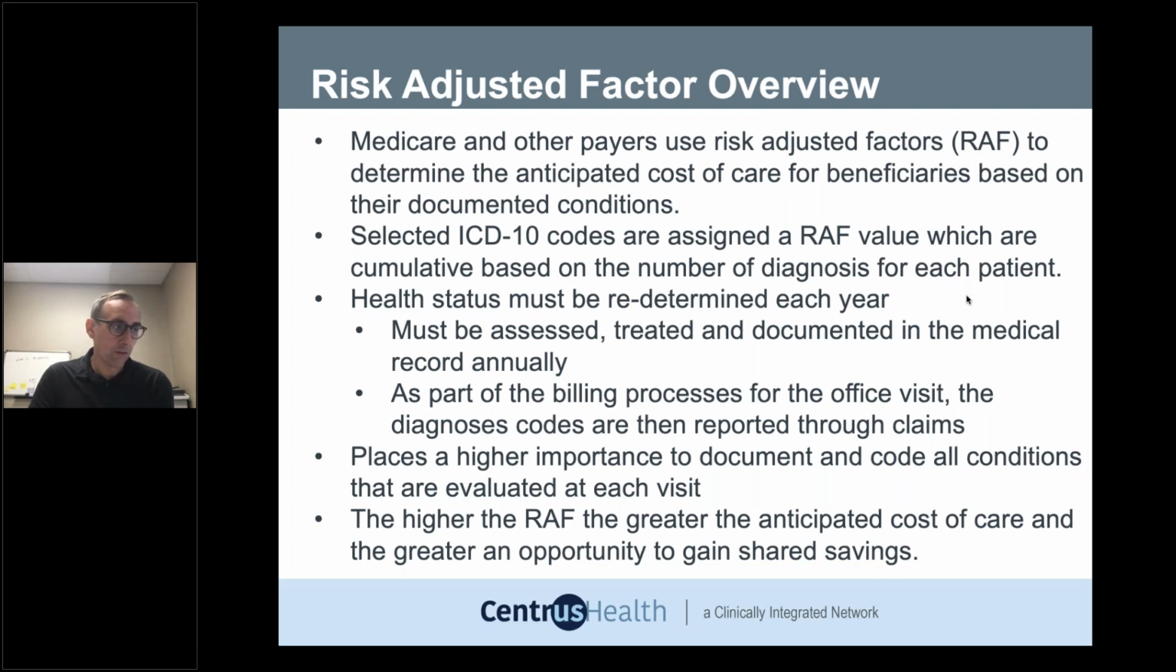So there's many thousands of ICD-10 codes that represent diagnosis. Some of those are risk adjusted and others aren't. If a patient has multiple risk adjusted diagnosis codes, those become cumulative and create an end of the year risk adjusted score, which really reflects how sick that patient is. And from that is calculated how much anticipated cost is expected.